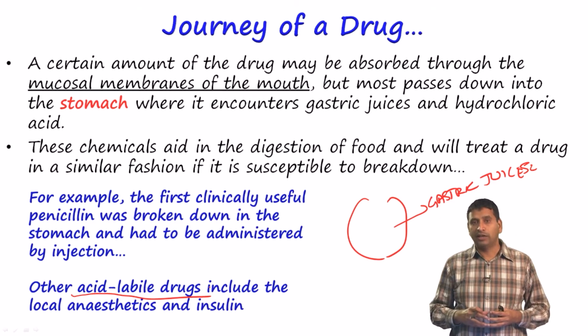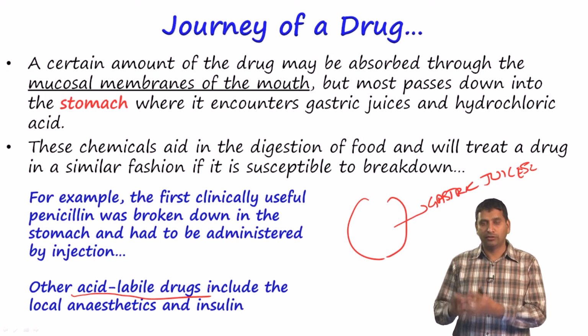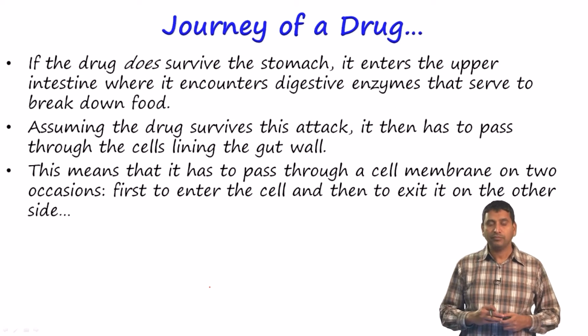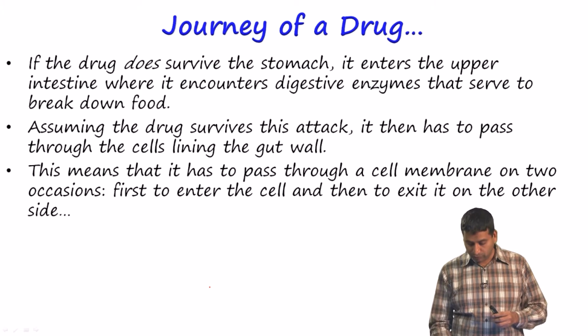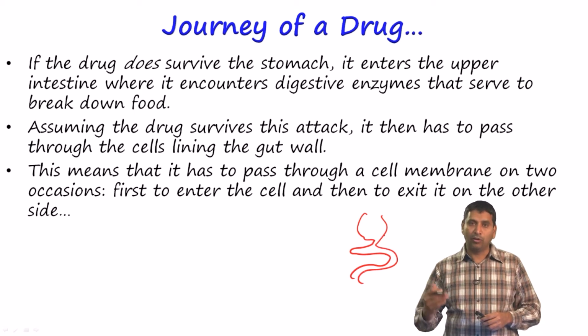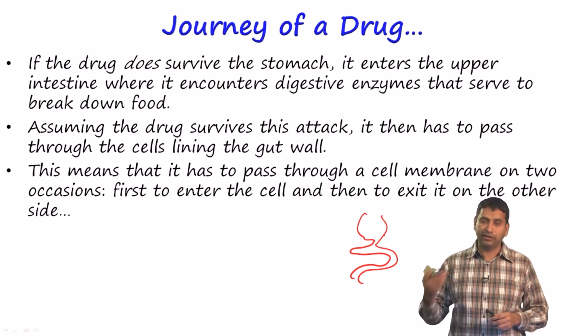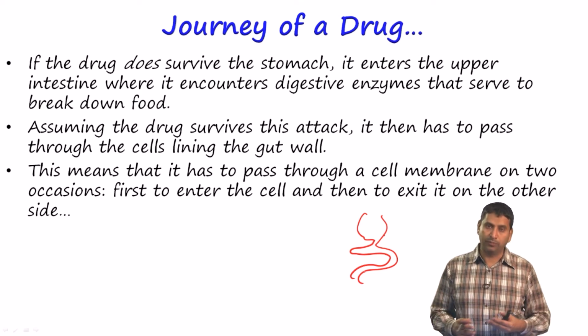So, an important characteristic of a drug on its journey through the oral route is that it will have to survive the stomach. If it does survive, then it enters the upper intestine. We looked at it already. This is the stomach, and then it goes to the upper intestine. In the upper intestine, it encounters further digestive enzymes, and this helps to break down the food further.